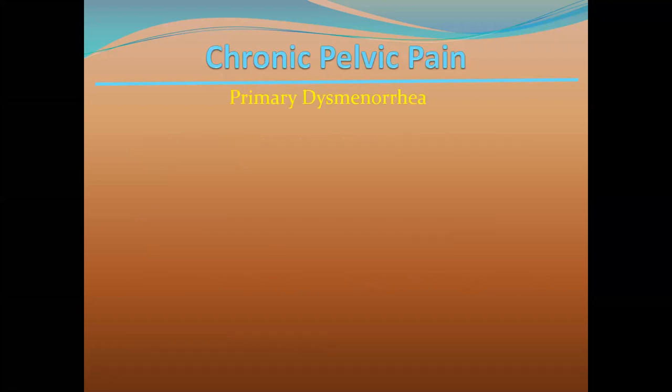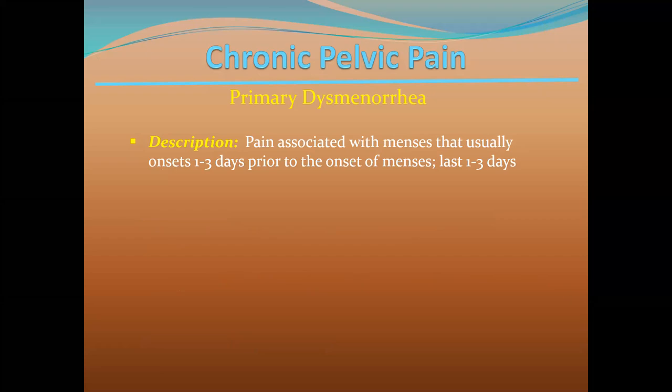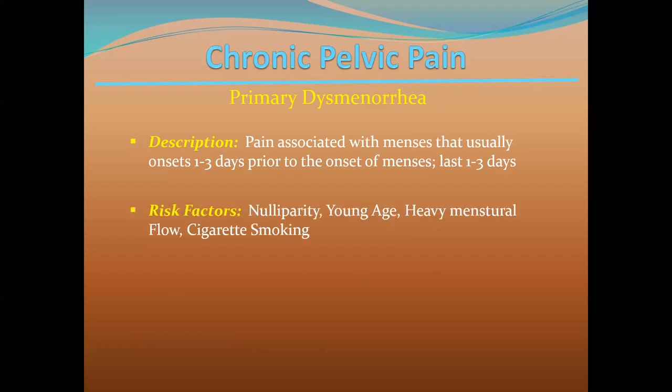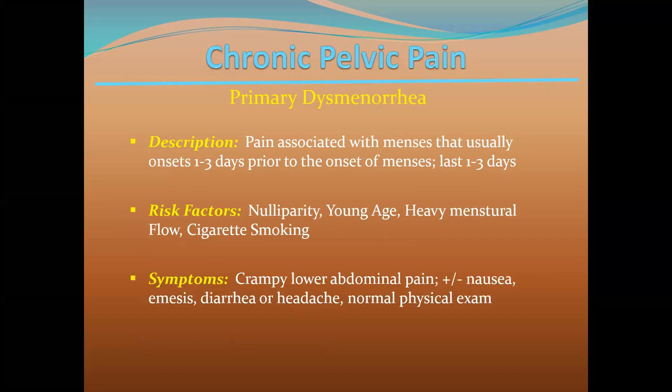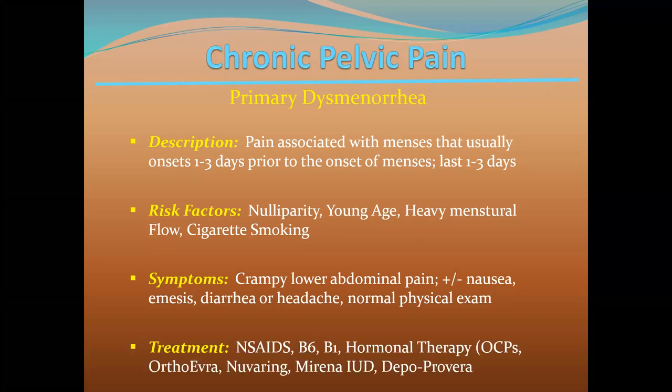Primary dysmenorrhea is pain associated with menses that usually begins 1 to 3 days prior to the onset of menses and lasts 1 to 3 days. Risk factors are early puberty, young age, heavy menstrual flow, and cigarette smoking. Symptoms are crampy lower abdominal pain, nausea, emesis, diarrhea, and headache, with a normal physical examination. Treatment is non-steroidal anti-inflammatory drugs, vitamin B6 and B1, and hormonal therapy such as OCP.